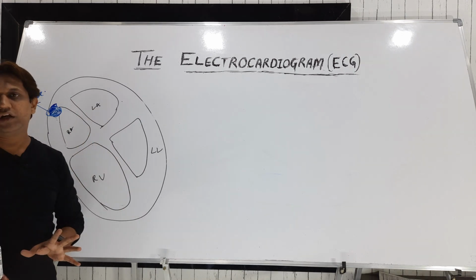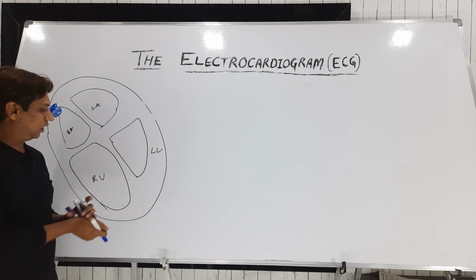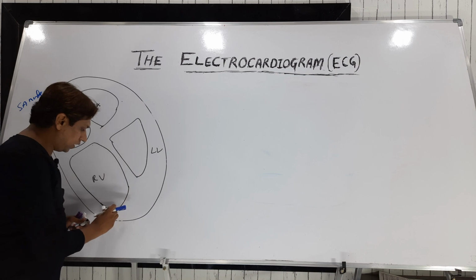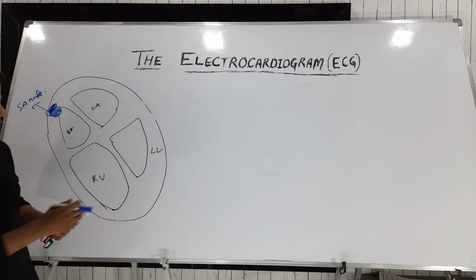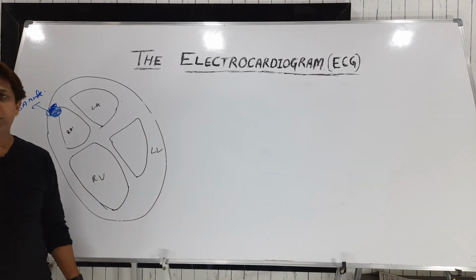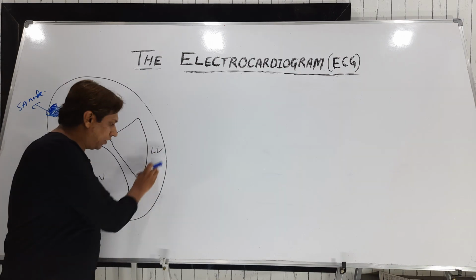and that electrical activity is recorded extracellularly. To understand these things, again we have to go back to certain basics. We are supposed to know certain phenomena. Suppose I take a small patch of this myocardium. You know epicardium, myocardium and endocardium. So the myocardium is the cardiac muscle.